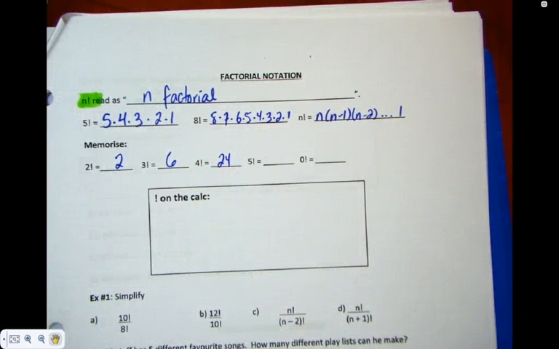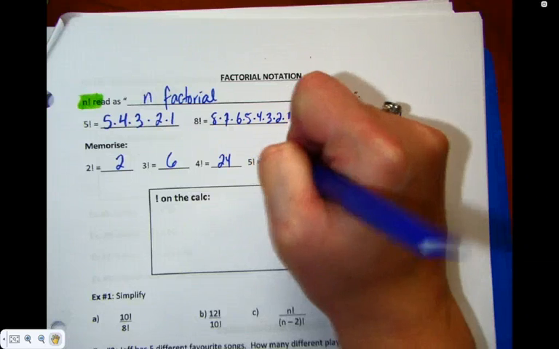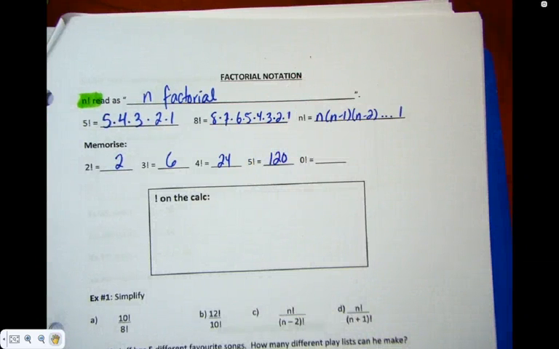5 factorial, so 5 times 4 times 3 times 2 times 1. 120 it is. Again, anything bigger than 5 would either be a calc question or there's going to be a way to simplify it. What about 0 factorial?